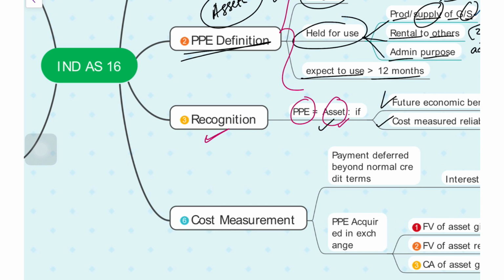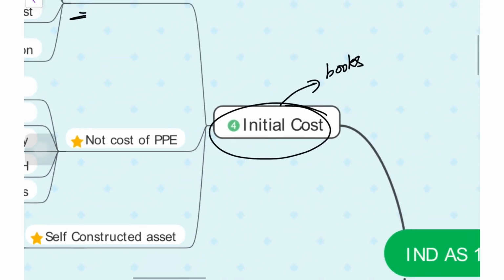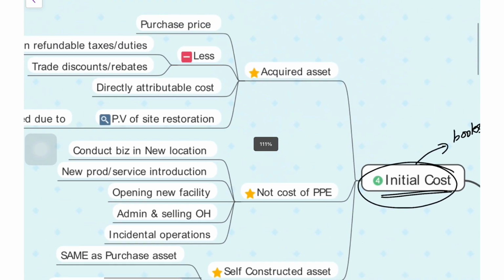Okay, so now that we have understood the recognition criteria and that the PPEs should come into the books, at what value are you going to record this in your books is the question here, right? In this Ind AS itself, they have told you that you must record the PPE at the initial cost at which you have got it in your books. Now what is this initial cost? How are you going to find it out is what we are going to understand now.